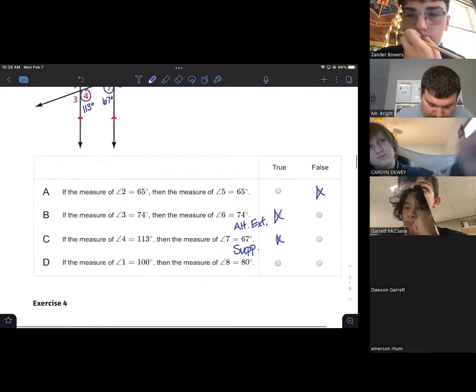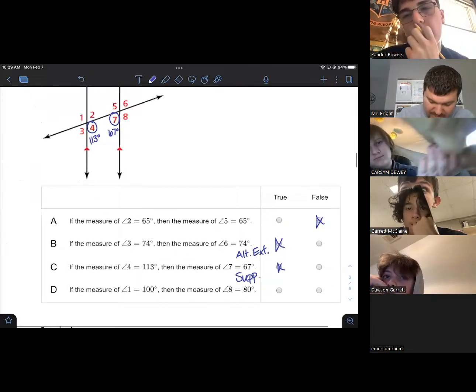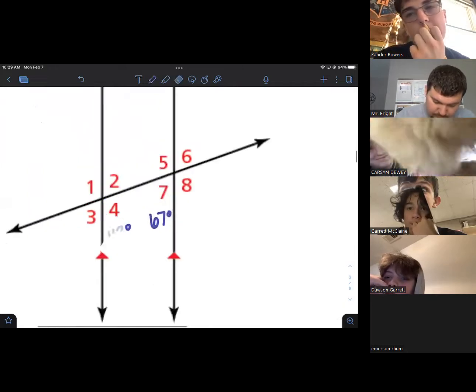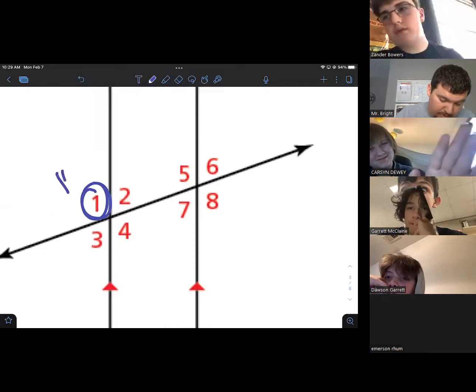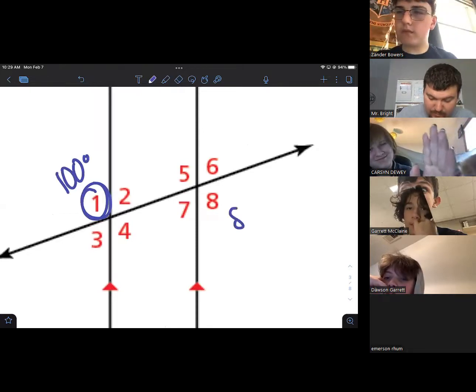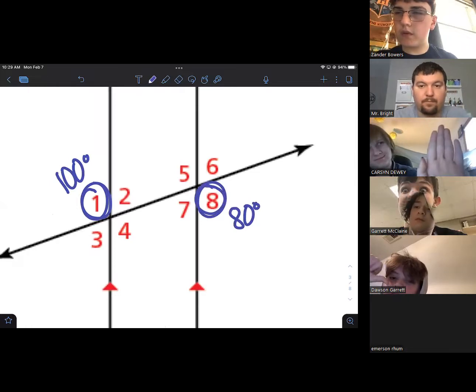And then letter D says if the measure of angle 1 is 100, then angle 8's got to be 80. Now I'm checking the math on that, and that does add up to 180 degrees. The question is that going to be true or false then? What do you think, Carson?